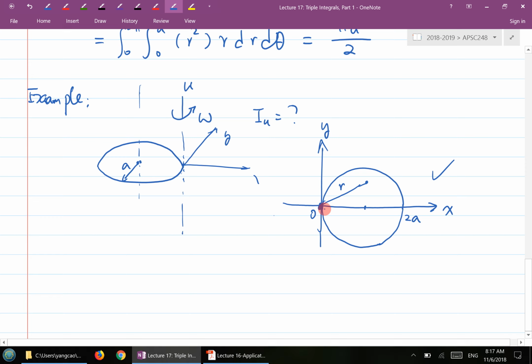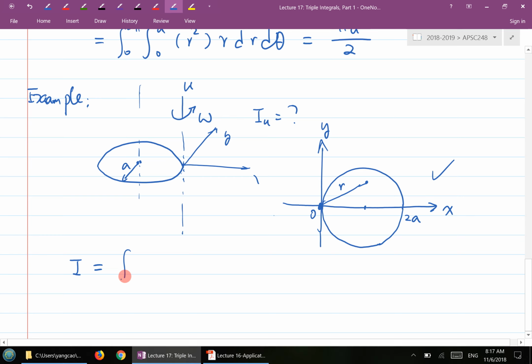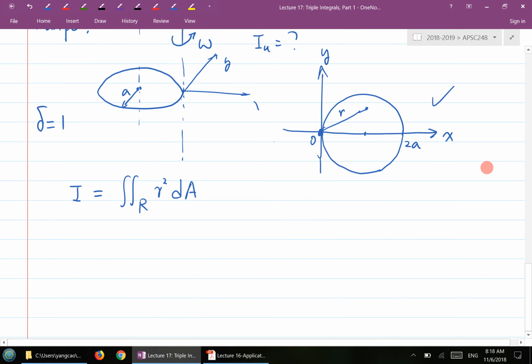So what's the moment of inertia of the thin plate with respect to the axis passing through the origin? I use the same formula now. So I equals the integral of r squared dA here. Still consider delta equal to 1, density equal to 1. Okay, so now let's look for limits.